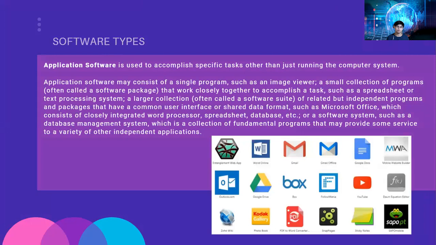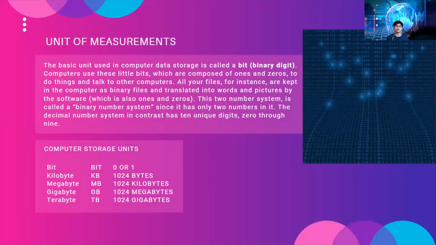So let's move on with the unit of measurement. It's very important also that when studying the basic components of computers, you know the units of measurement. So the basic unit used in computer data storage is called a bit. Again, the basic unit used in computer data storage is a bit, or binary digit. So what is this binary digit? The 1 and 0.